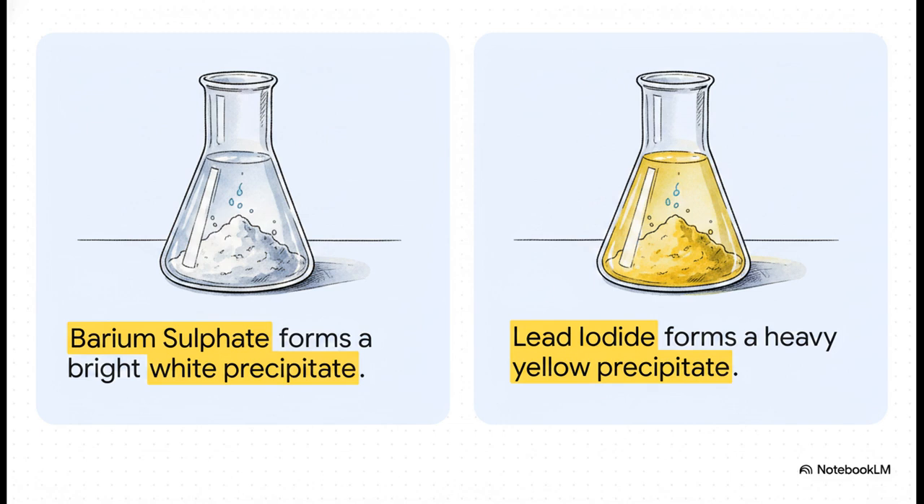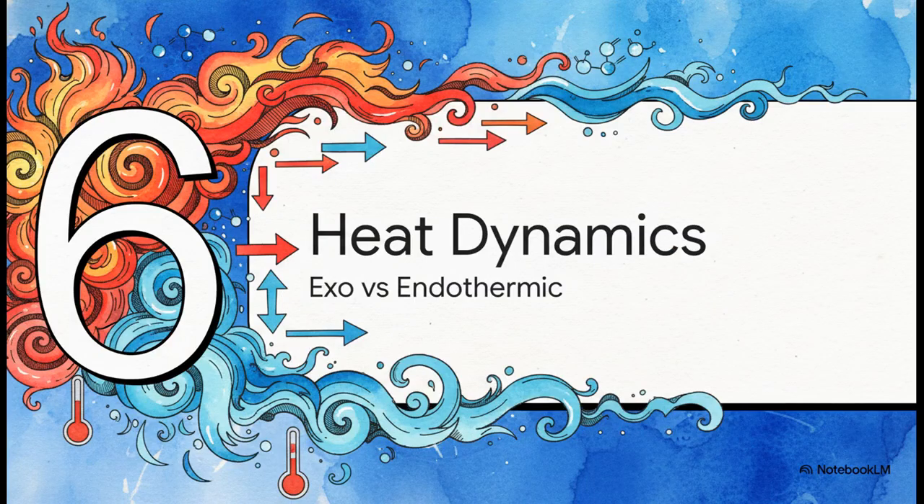Look at the contrast we have here. When you form barium sulfate, it drops out as this stark white precipitate. But if your swap results in lead iodide, it creates this striking heavy yellow precipitate. It's just instant, undeniable visual proof that the reaction happened. And finally, Section 6, heat dynamics, exothermic and endothermic.